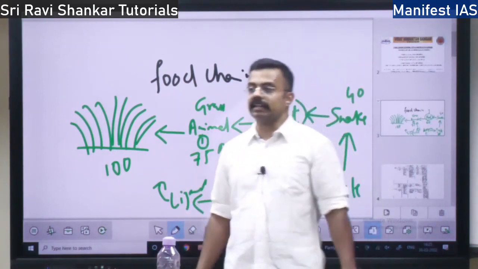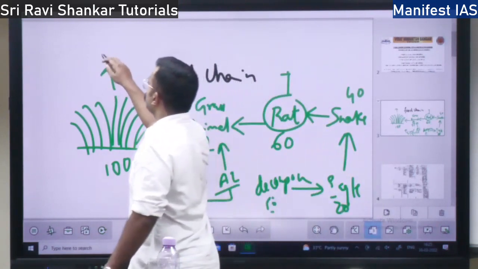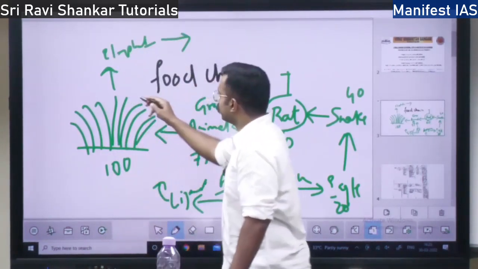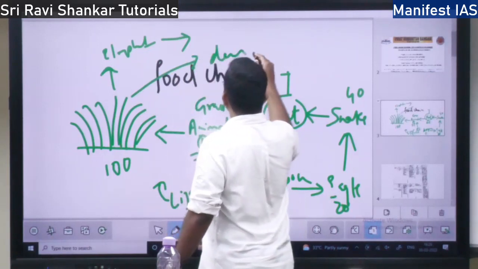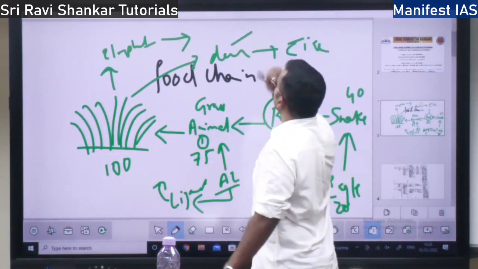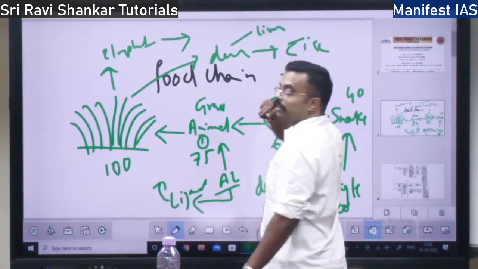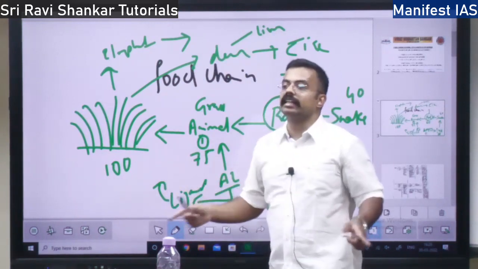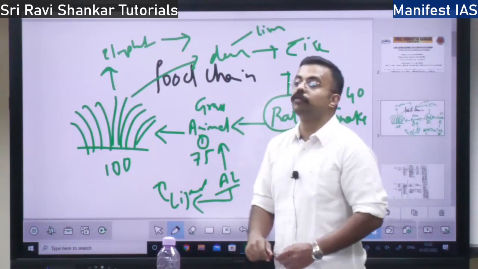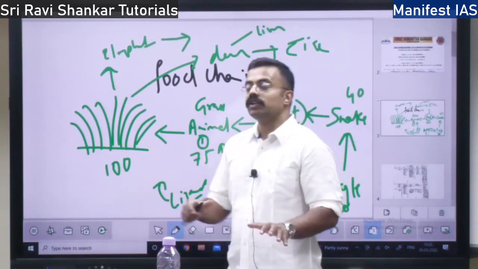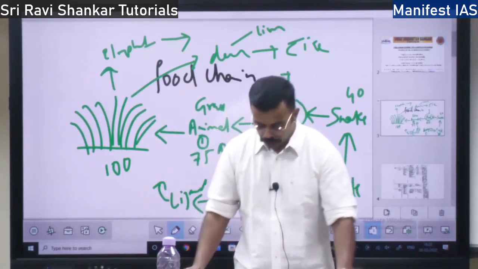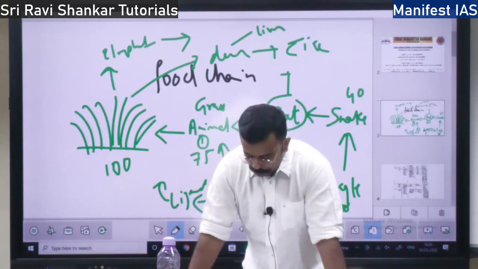It is interlinked. The grass can be eaten by an elephant as well, directly. It can be eaten by deer also. Deer can be eaten by tiger, or it can be eaten by lion, right? So there is interlinking. There is no one particular chain. There is complex interlinking, and it is called a food web. Food chain is different. The interlinking of food chains is called a food web, right? Food web. So there are two types of food chain.